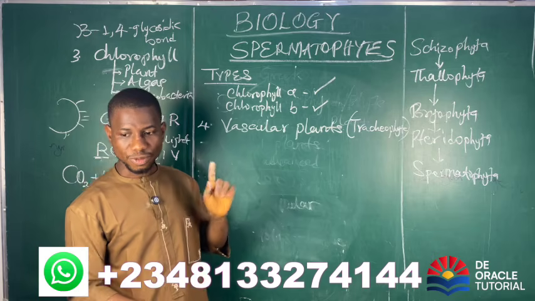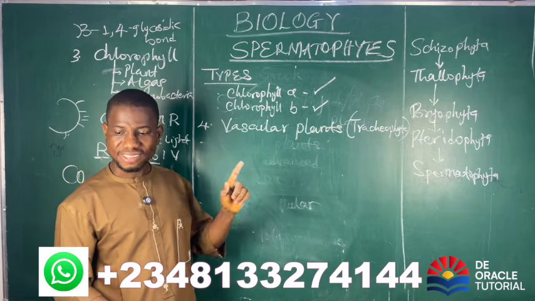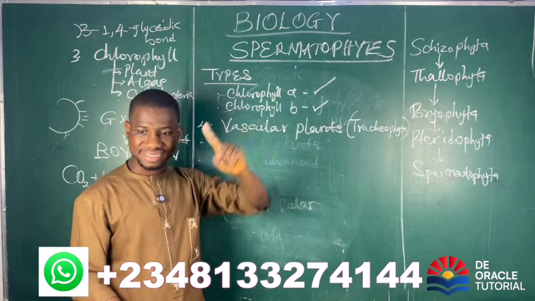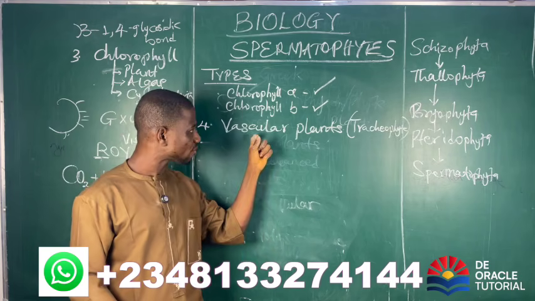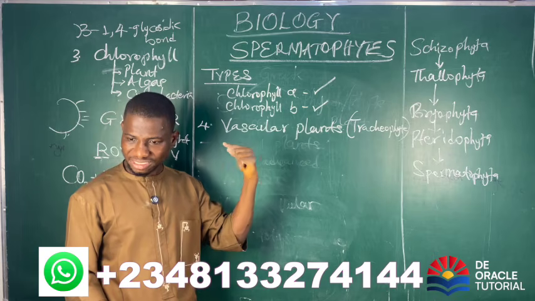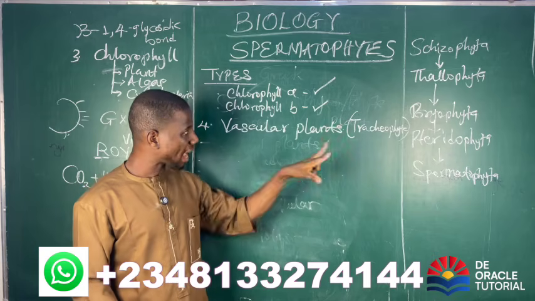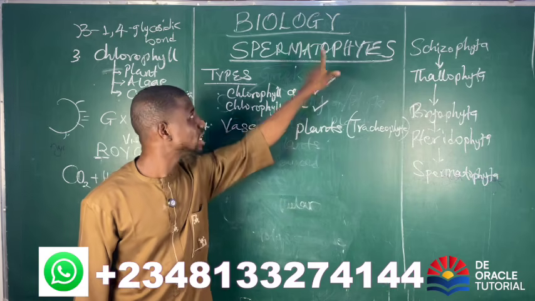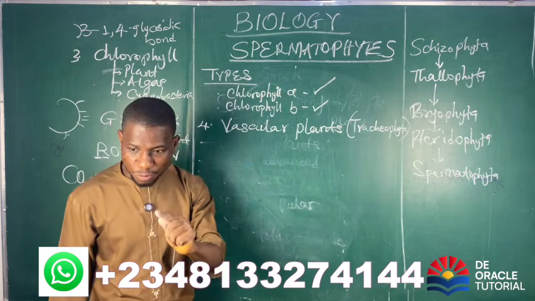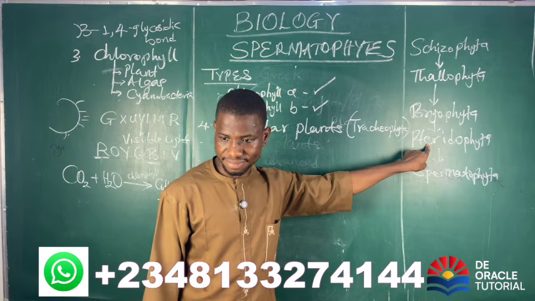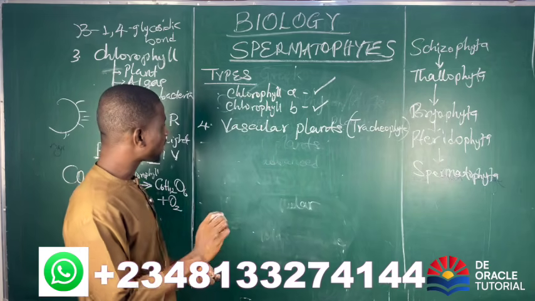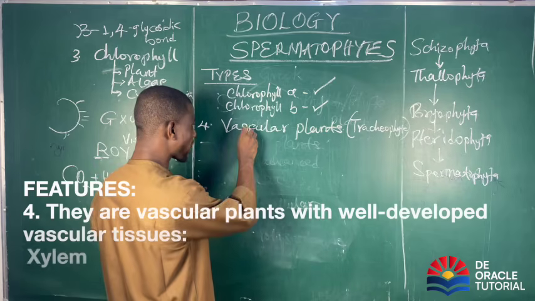Another example of tracheophyte is the group called pteridophyte. Both spermatophytes and pteridophytes contain the vascular bundle or the vascular tissues. So both of them are grouped as tracheophytes. The two groups under tracheophyte are spermatophyte and pteridophyte. Does that make sense to you? Which means that they contain the vascular tissues. And what are the vascular tissues?